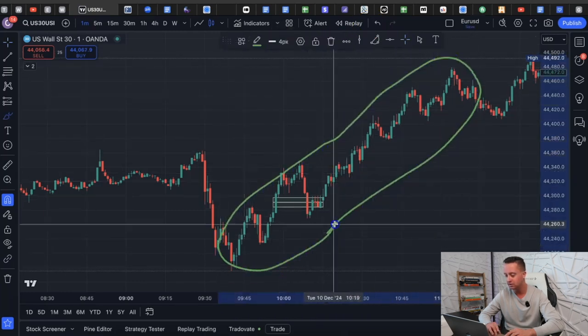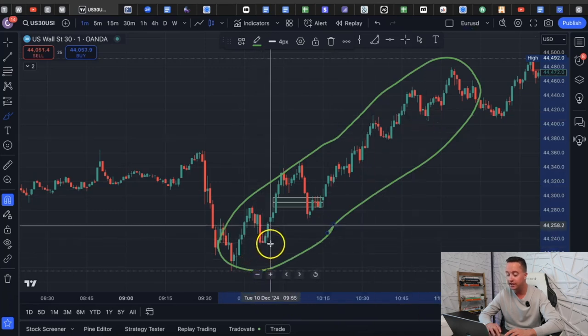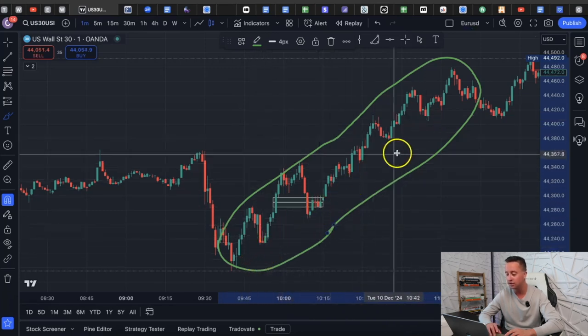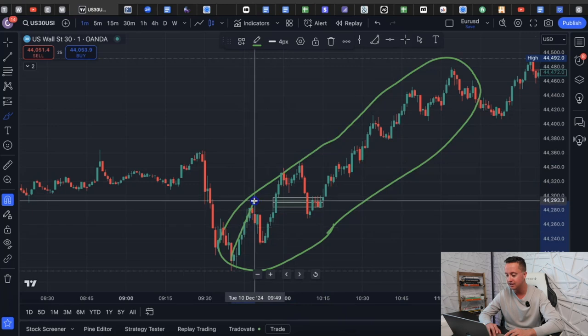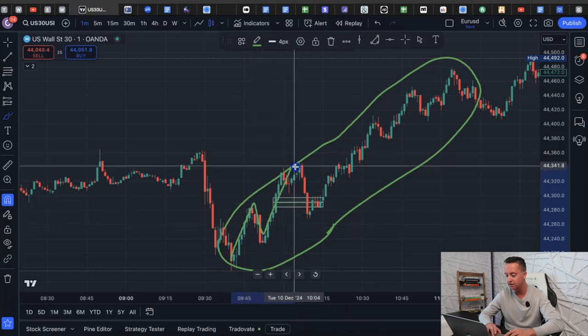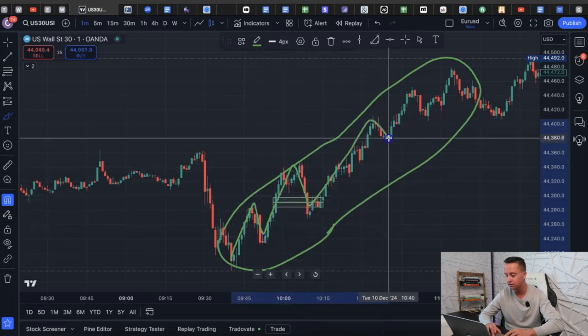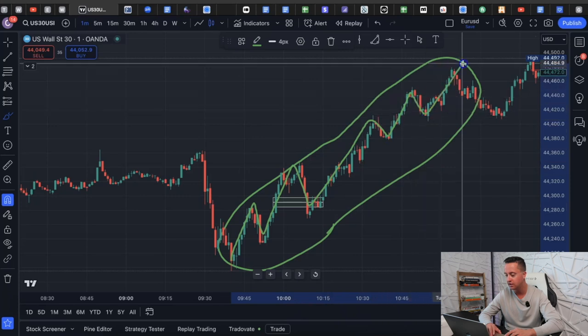Just like this, where it's a clear uptrend, and you can see price making these higher highs, higher lows, higher highs, higher lows, and so on. That's all that you guys need to be looking for.